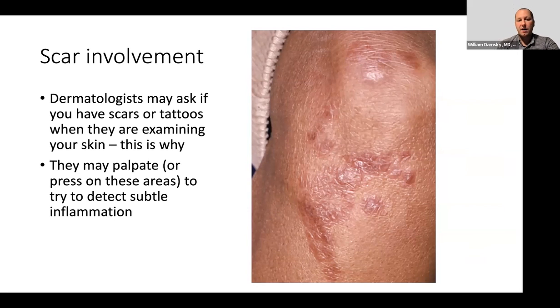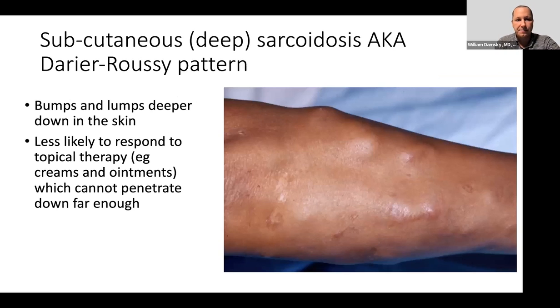Do you have any scars? And sort of these are the areas where we expect that we might be able to detect subtle presentations of cutaneous sarcoidosis. And so your dermatologist may push on these areas or palpate these areas to try to detect that inflammation.